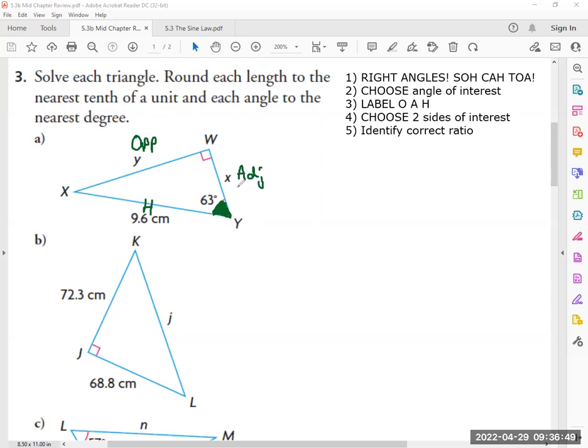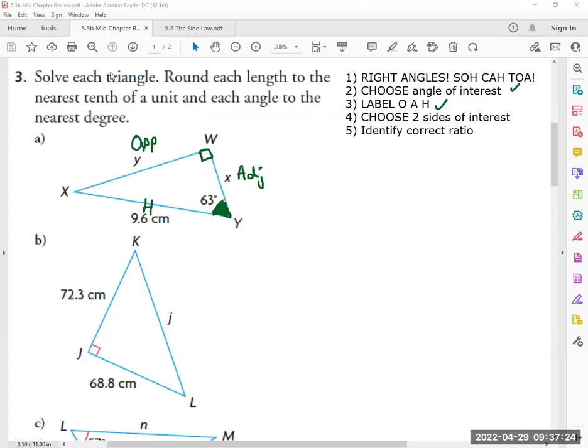If you're working like Carter, he would have done adjacent first because he has it in his brain. I look for the square, I look for the angle. The side in between that is always my adjacent. I think he mentioned that his tutor taught that. So it's great, it works, right? Next, now that I chose my angle of interest and labeled it, choose two sides of interest that I'm going to use. This particular question is a little bit funky because there's two unknowns.